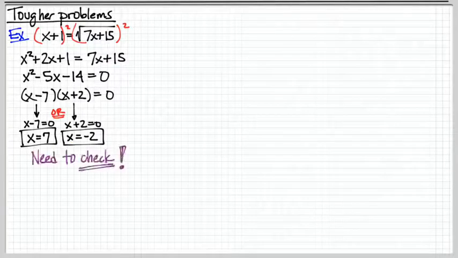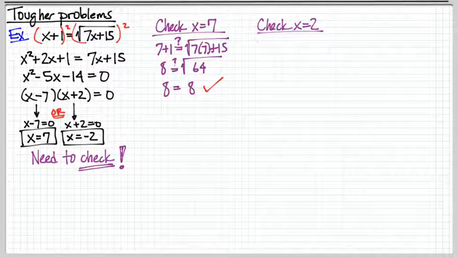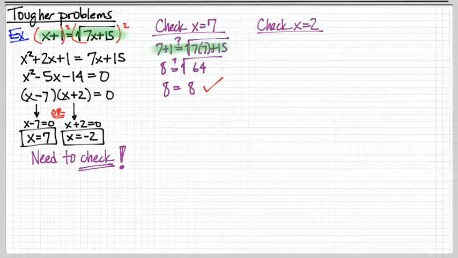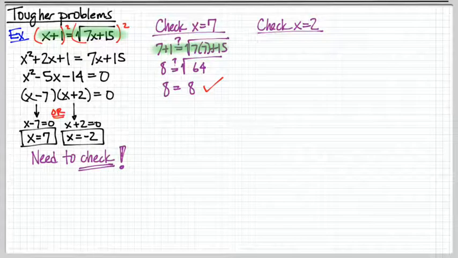Now, we need to check this. We have to go back and check each answer and be very careful to use the very original equation when you go back and check it. Do not use this second line here after the squaring. We go back and use the very, very original problem, plug 7 into the variable x, and we see that in this case x equals 7 is a solution.